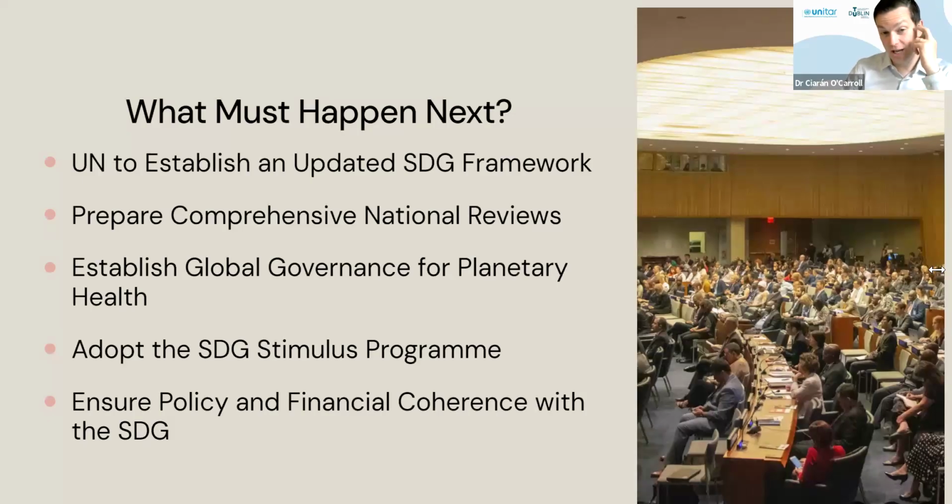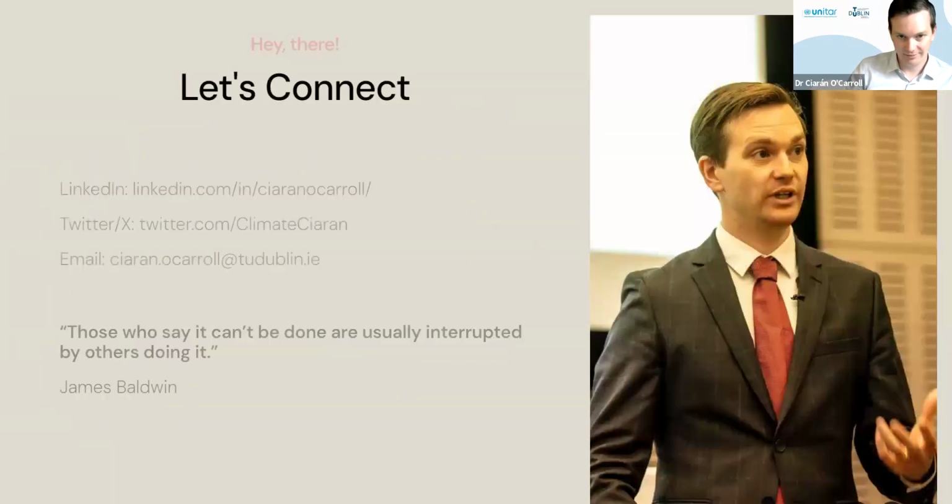So what should happen next? The UN needs to establish an updated SDG framework that's easy to use with simpler and clearer targets and timelines. Every country needs a national review on where it stands and how it's going to get there and achieve them. A global governance structure needs to be behind this. We need money to be given to people that need it, countries that need it, to build schools, to build hospitals, to give people the food they need. And we need policy and financial coherence. That's what we need to do at this big September meeting. That's what I think, at least.